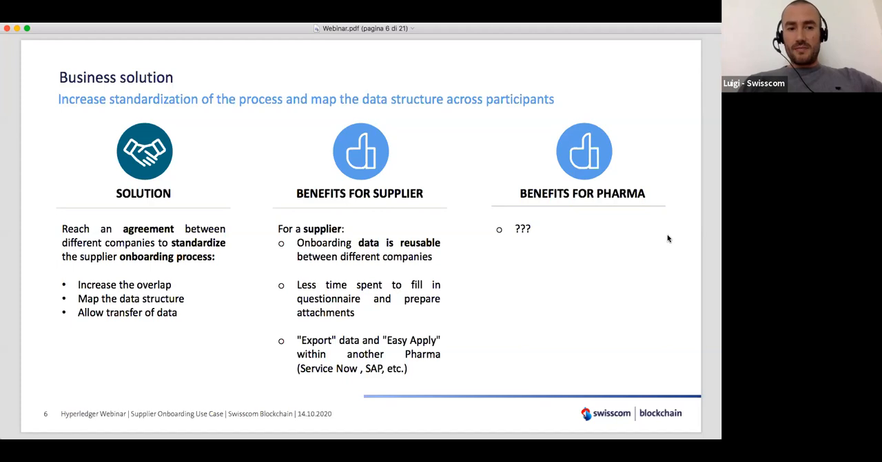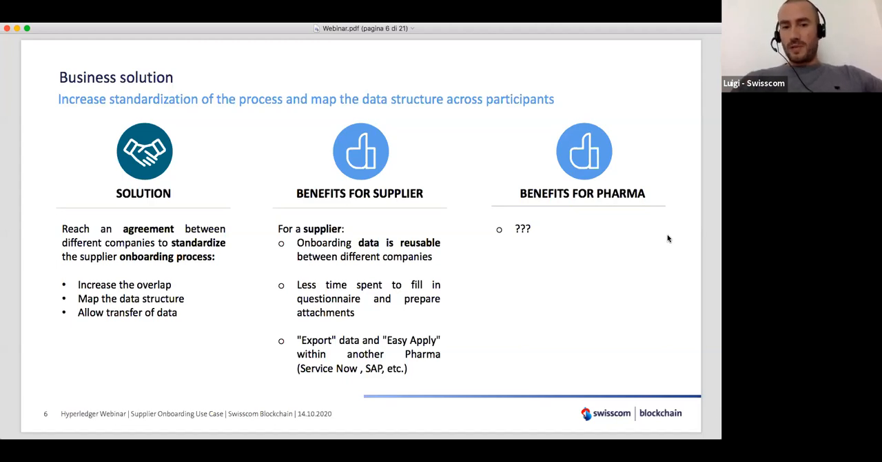And then finally, the last point that we wanted to tackle from a business perspective is to figure out how we could allow to transfer data, not between the supplier and the pharma, but between pharma to pharma. So this would allow every pharma to reuse the effort that they spend in order to validate a supplier and eventually onboard a new supplier with a lightweight process instead of doing the process from scratch every time.